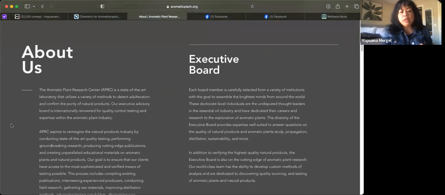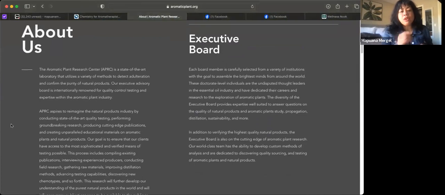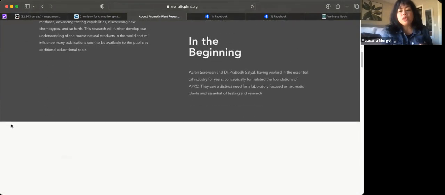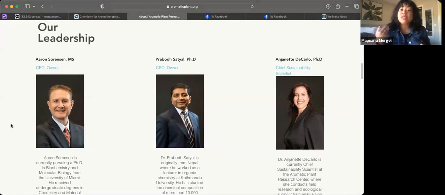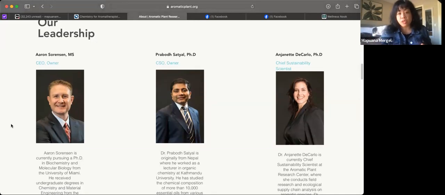So this company tests oils, and it's called the Aromatic Plant Research Center, a state-of-the-art laboratory that utilizes a variety of methods to detect adulteration and confirm the purity of natural products. So not only essential oils, but natural products. So if you could see some of the owners and the leaders here, these guys have actually been to doTERRA's convention and leadership and other corporate events to talk to us about their research that they're conducting.